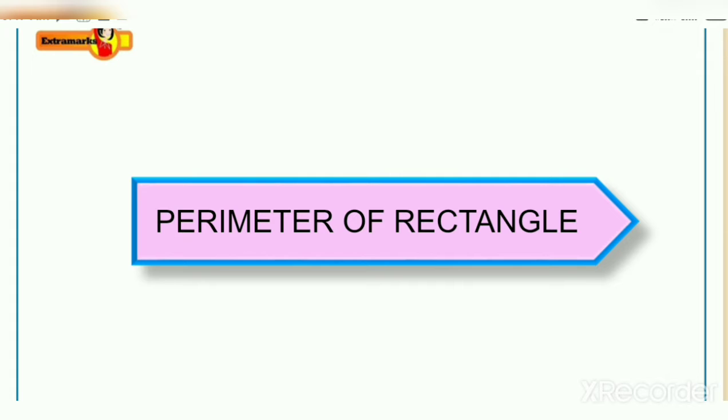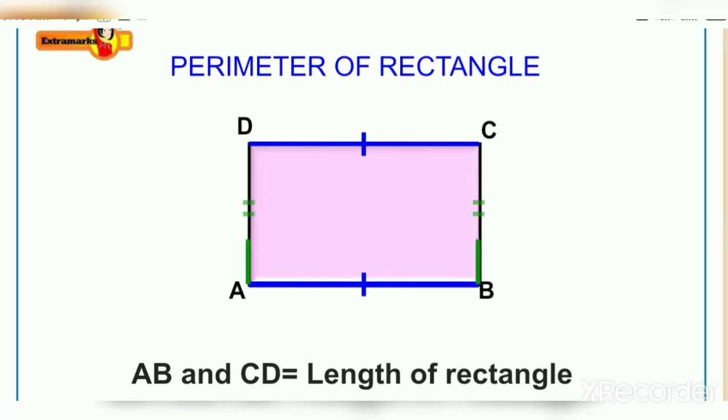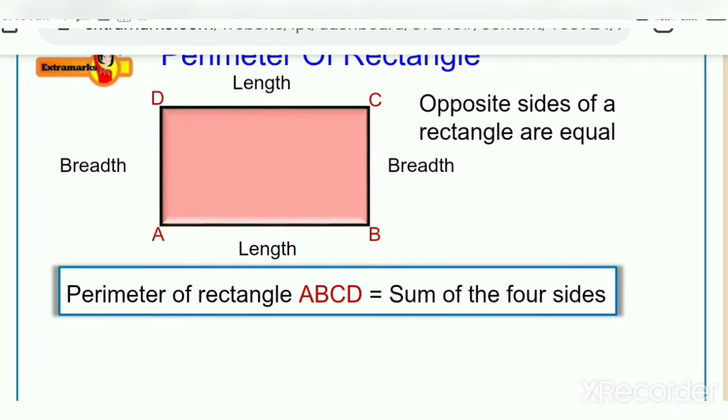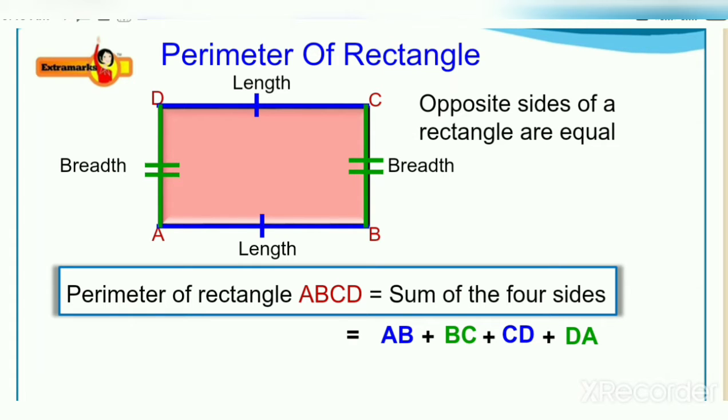Perimeter of rectangle. We know that opposite sides are the same length and opposite sides are also parallel. The perimeter of rectangle ABCD is equal to the sum of the four sides, that is, AB plus BC plus CD plus DA. We already know opposite sides of a rectangle are equal. So, AB equals CD and BC equals DA.